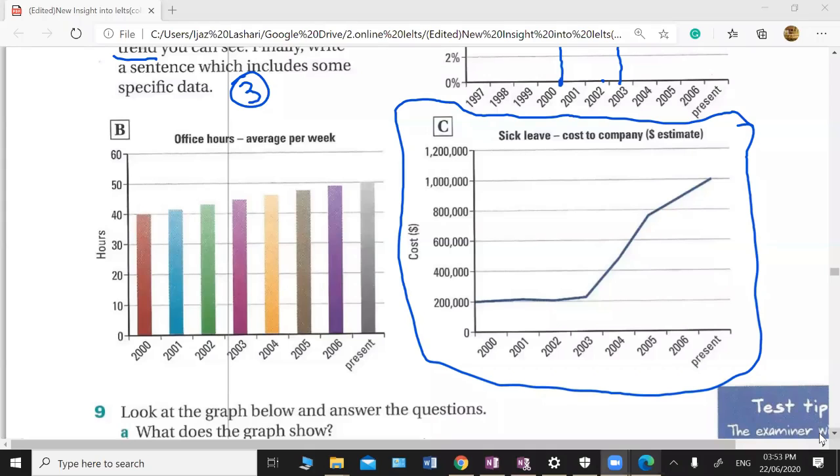At the end, I have concluded from the graph that the company has lost this amount of money, from 20,000 up to 1 million, over 20 years. Yes, that's right.